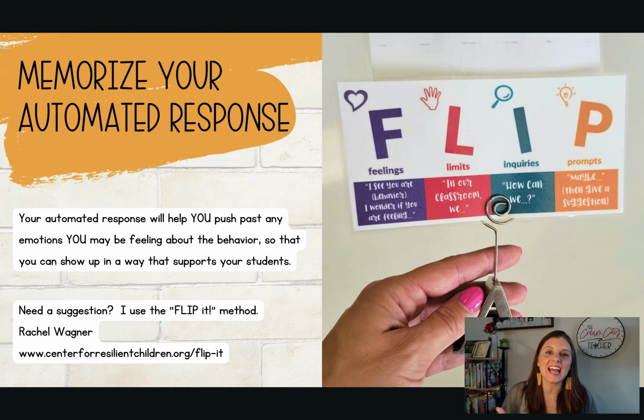So if the child is not able to come up with a solution on their own, this is where you would give some suggestions. For example, maybe you might say, maybe you could tell your friend, could I have a turn with that dinosaur when you're done? So in a nutshell, that's the flip it method. But again, if you're interested in learning more about it, I suggest you check out that link from Rachel Wagner.